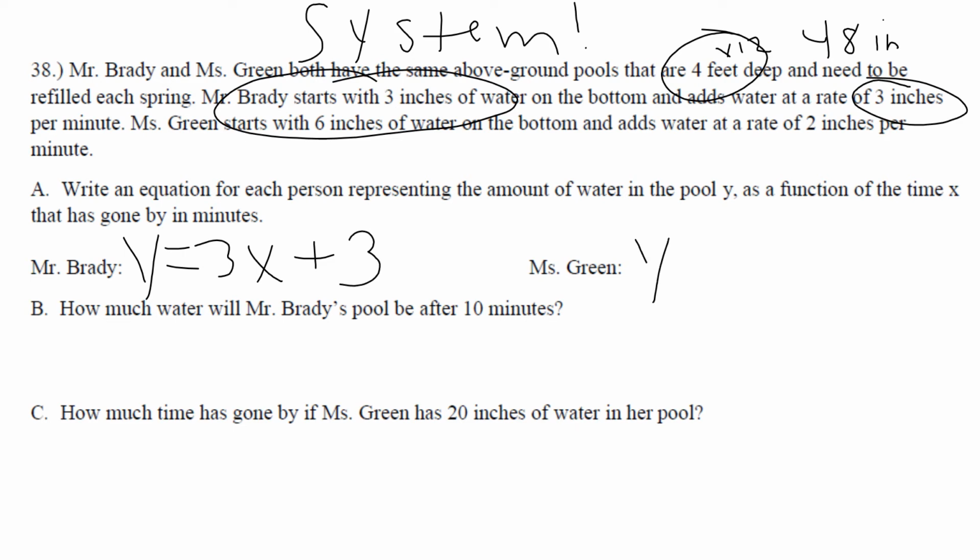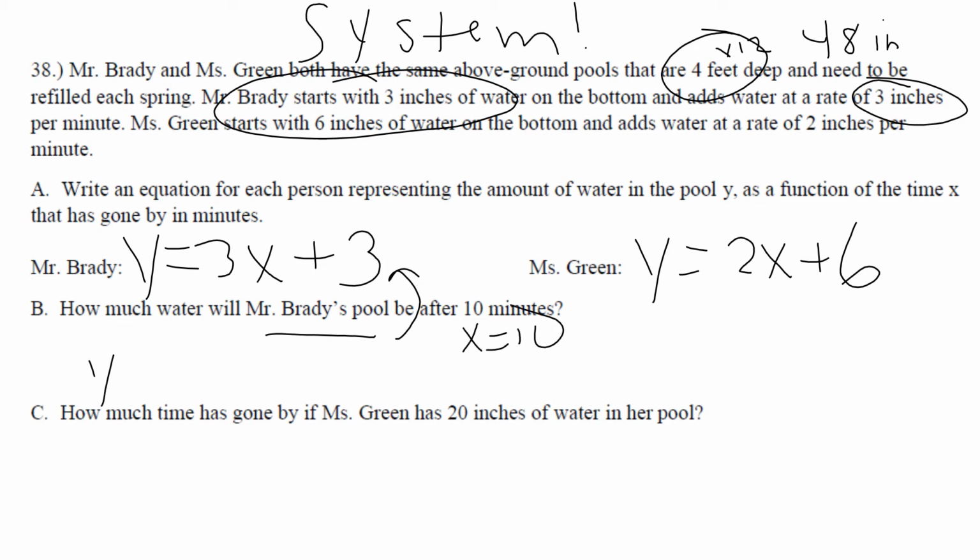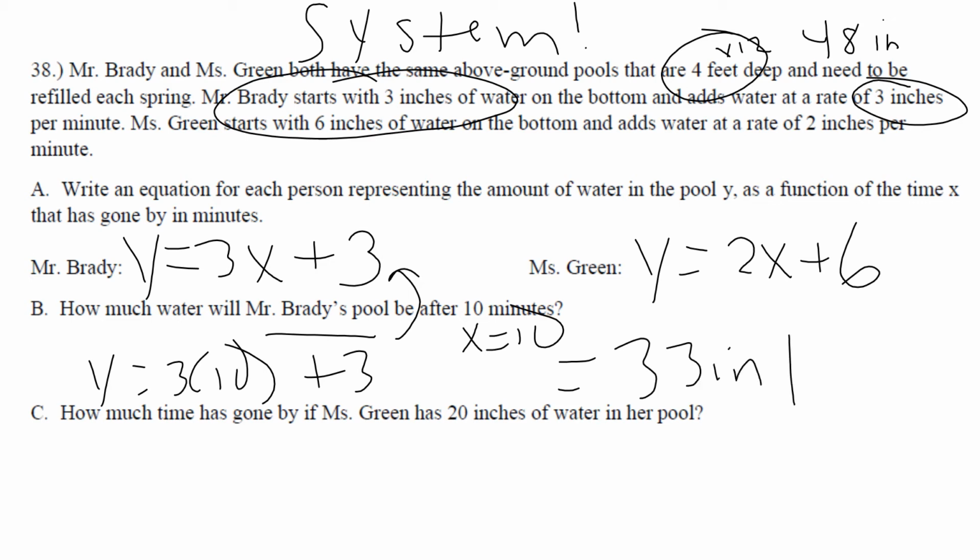Miss Green is filling her pool at 2 inches per minute, and she is starting with 6 inches. So they each have their own separate y equals mx plus b. Question B is only specifically talking about Mr. Brady's pool, so you're going to use his equation. When they're giving you a value of time, they're giving you a value of x. So y equals 3 times 10 plus 3, which means that after 10 minutes, 33 inches are going to be present in Mr. Brady's pool.